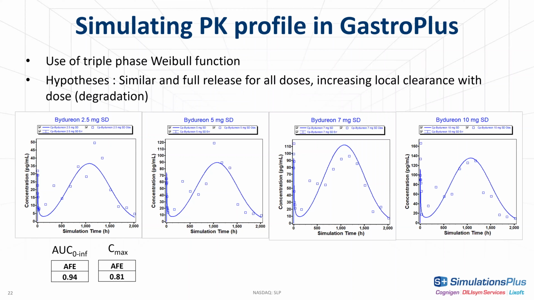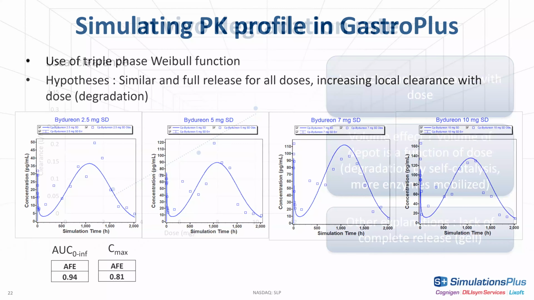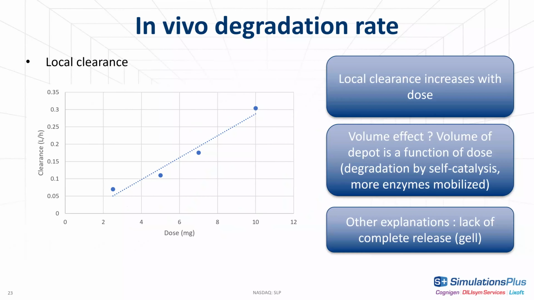So when you do that top-down exercise, you fit the local clearance to match the PK. You can see that it increases with dose, and the reason why is probably related to the volume effect, because the doses were achieved by injecting higher volumes of formulation, and we know that the volume will occupy more space in the tissue. You'll have more contact of the formulation and the drug with potentially enzymes or potentially sources of degradation. We also know that the drug undergoes self-catalysis for the degradation, so the volume present and the dose present can also be a factor to speed up the local release.